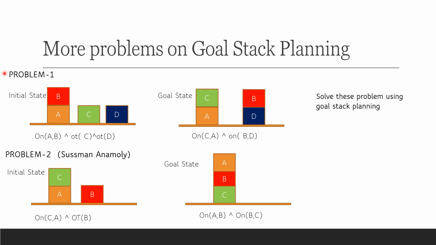So let us try more problems on goal stack planning. I have given you these two problems as an assignment. Try to solve these problems following guidelines similar to those explained in the slides. This type of problem is called the Sussman anomaly. Initial state is this and goal state is this.